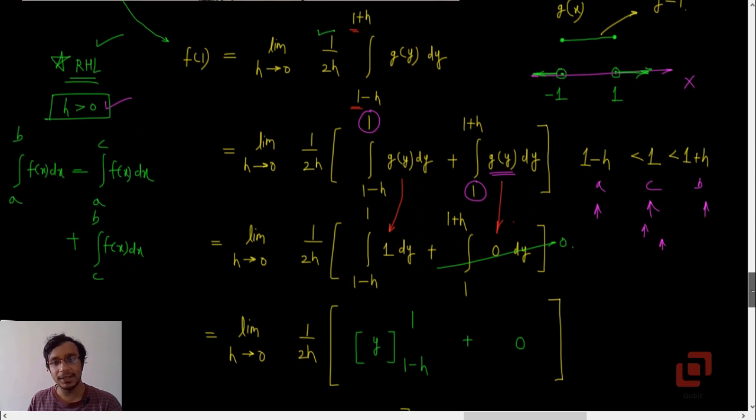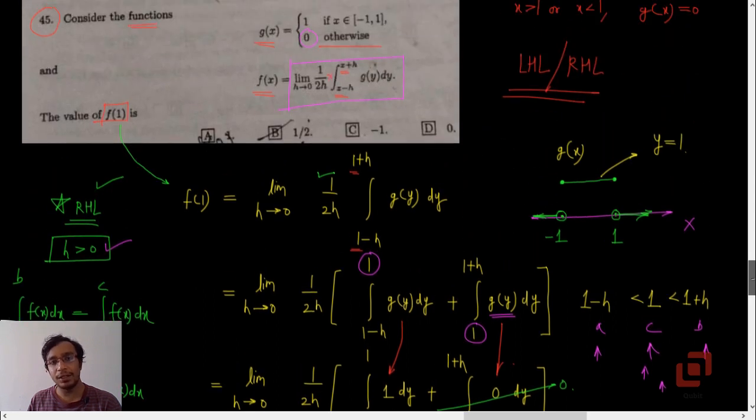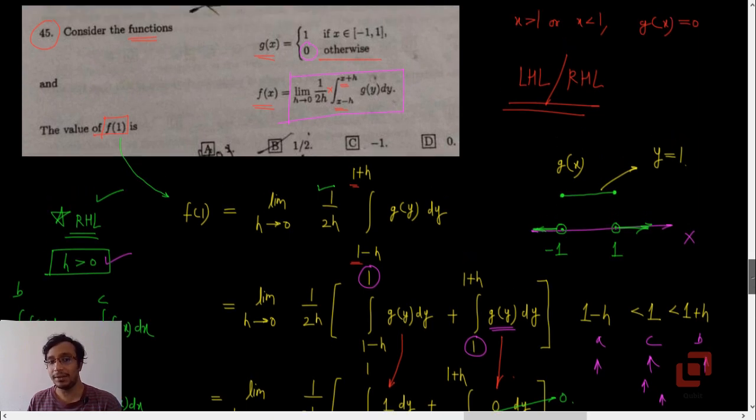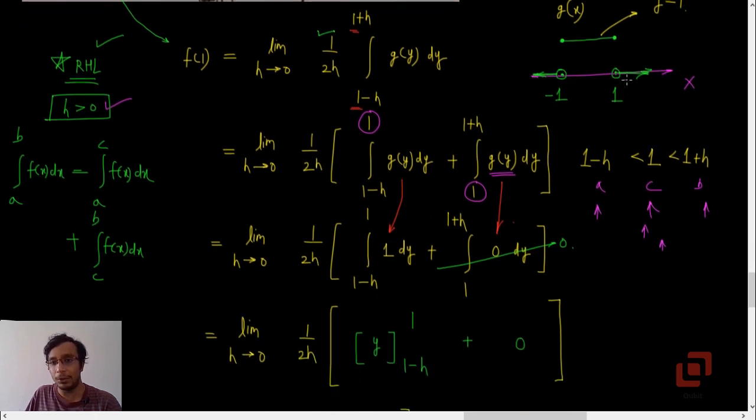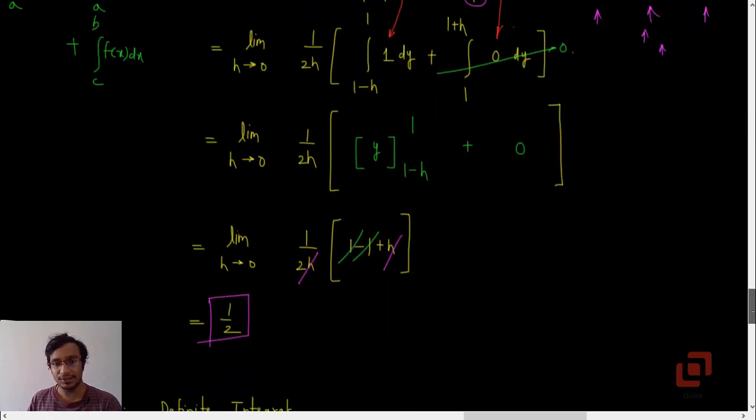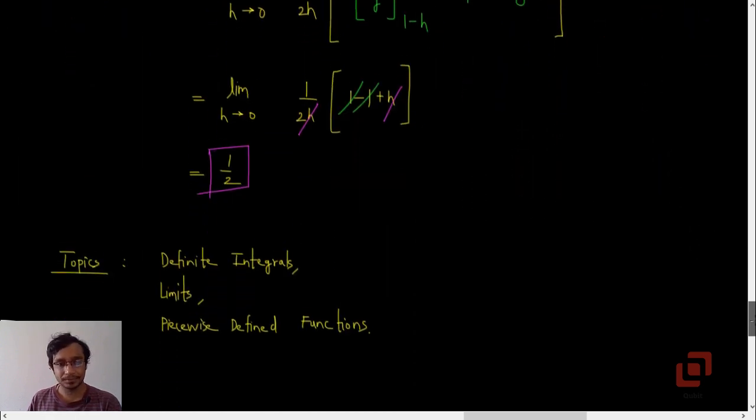So did we get f of 1? Yes, we had started with f of 1. We carefully looked at the definition of g. Accordingly, we selected the right hand limit. And then we split the interval of integration at the appropriate location, so that one of the definite integrals became 0, and then the rest is simple integration and substituting the limits.